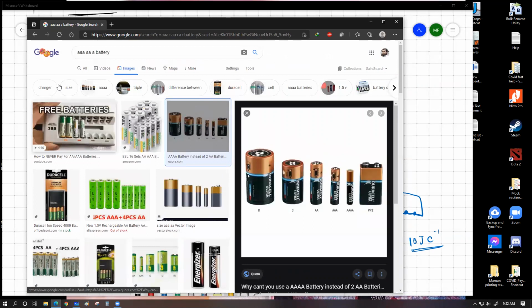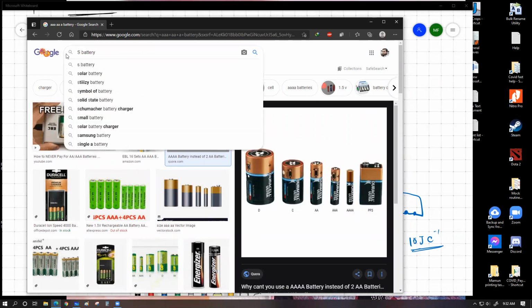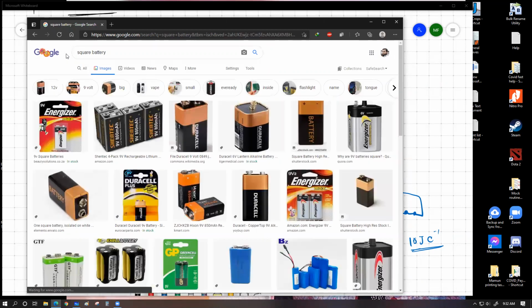What is the name of the square battery? Do we call them square battery? Square battery. Okay, maybe they are called square battery.